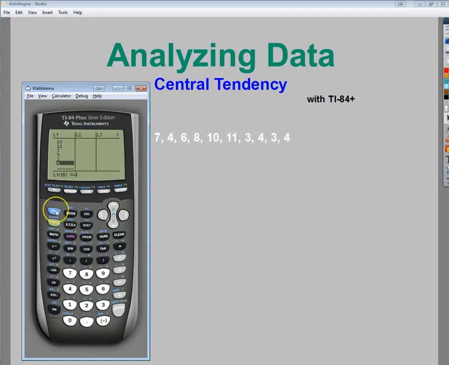now that I've typed it in, I need to quit out of the edit menu, so I'm just going to hit second and quit to get back to the main screen. From here, I'm going to do some math with the data that I've put in the list. So hit stat again.